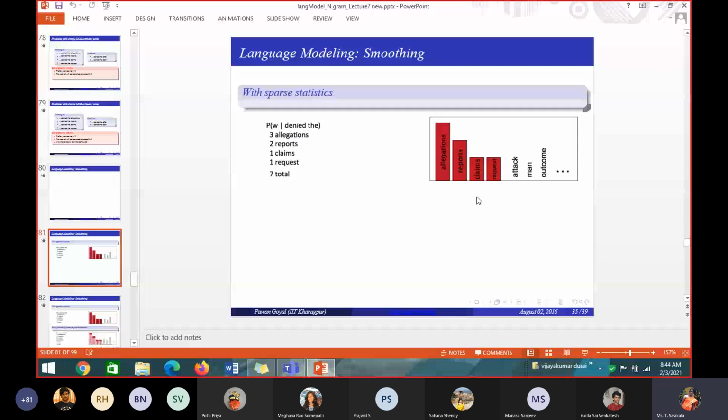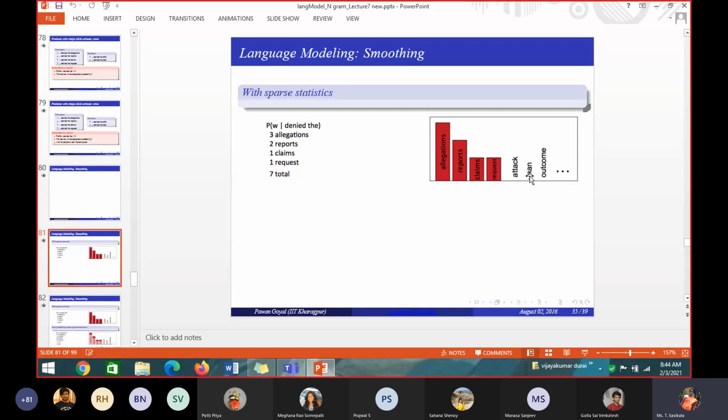And you please write on the other side the trigrams: denied the attack, denied the man, denied the outcome. You please write this. Don't write denied the offer and denied the loan. If you want, you can write that also, but they have explained with this example.